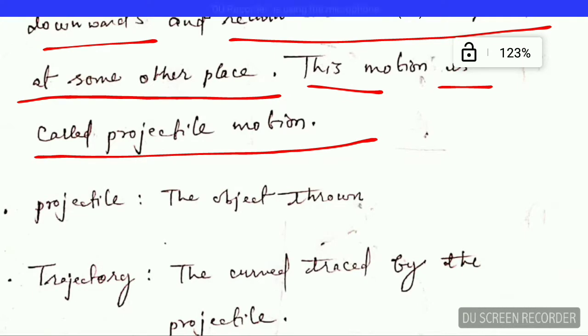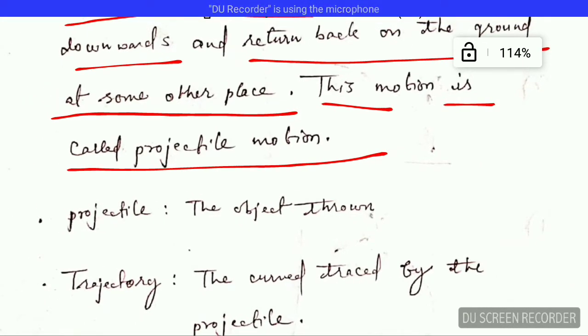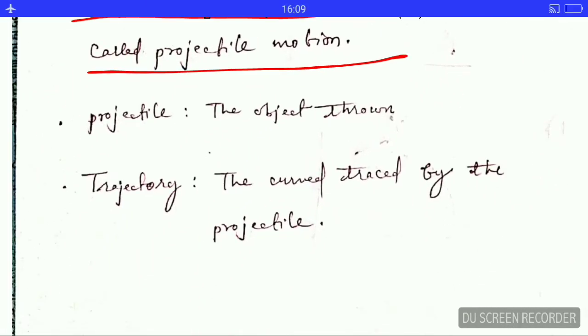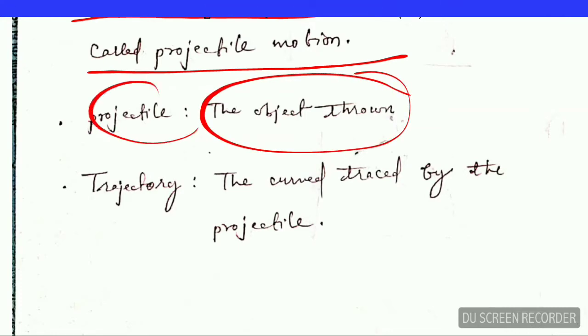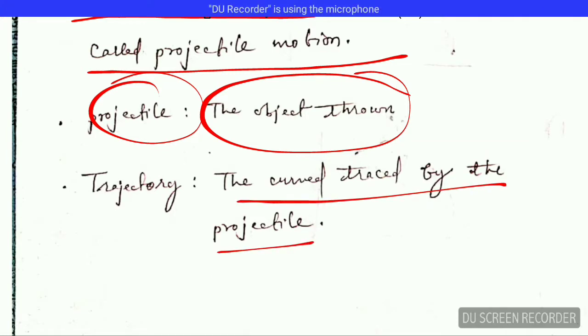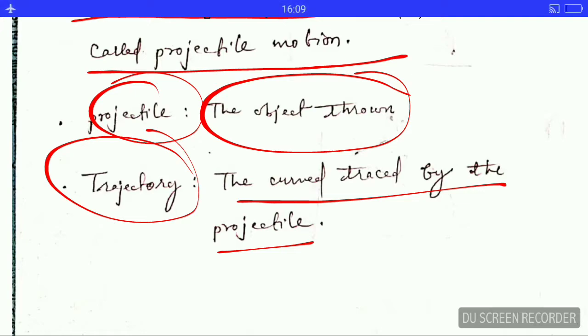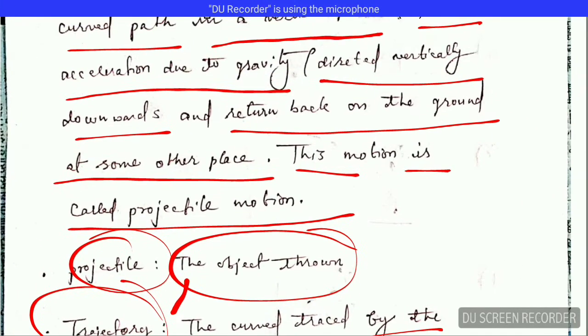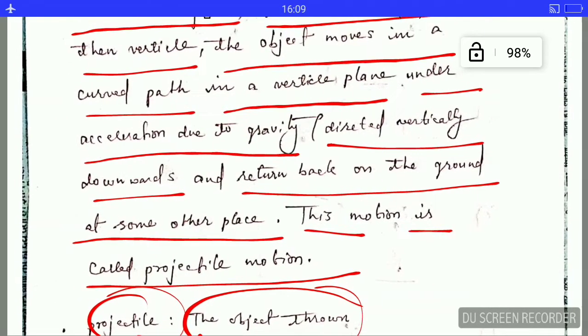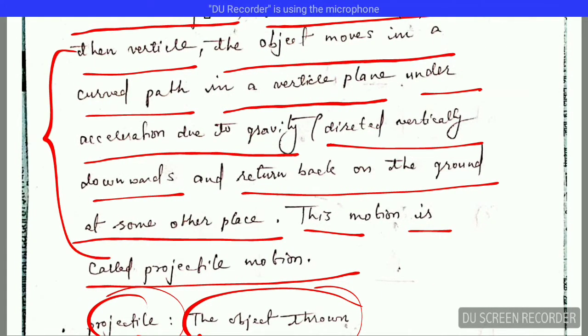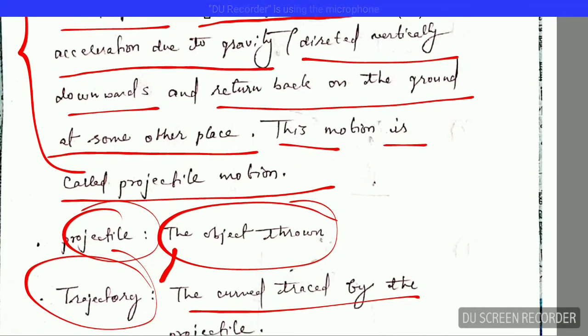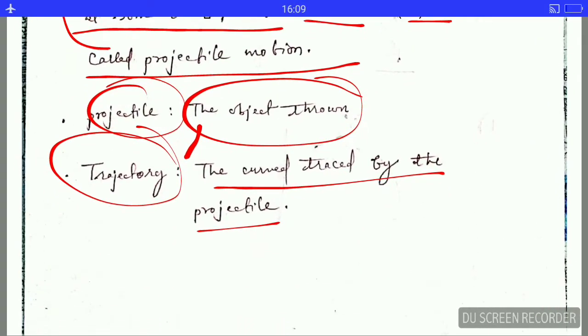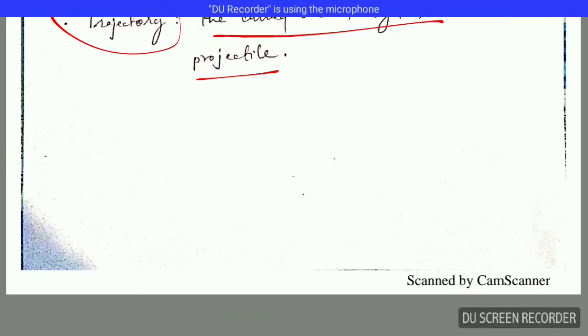Okay, so the object which is thrown is called the projectile, and the curve traced by the projectile is called the trajectory. Okay, so we have just now read the definition. But let me describe this definition with the help of an example, with the help of diagrams.